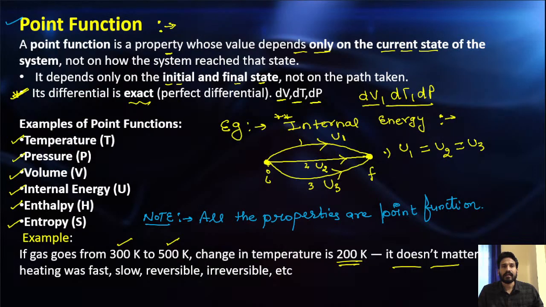After that, we discussed the point function, right? A point function is a property which depends only on the initial and the final state. It is independent of the path taken. Very simple. All the properties are point functions, and we can define them with the help of the exact differential, like dV, dT and dP.